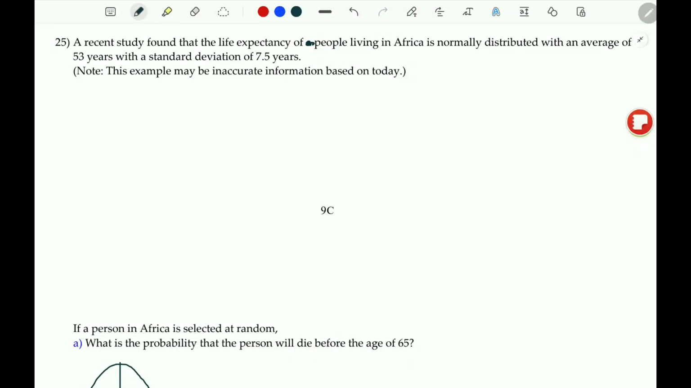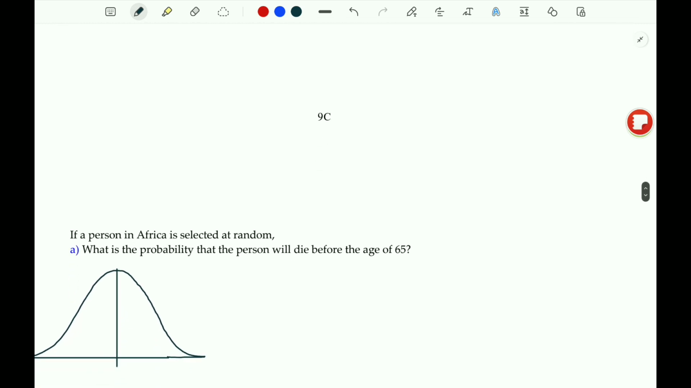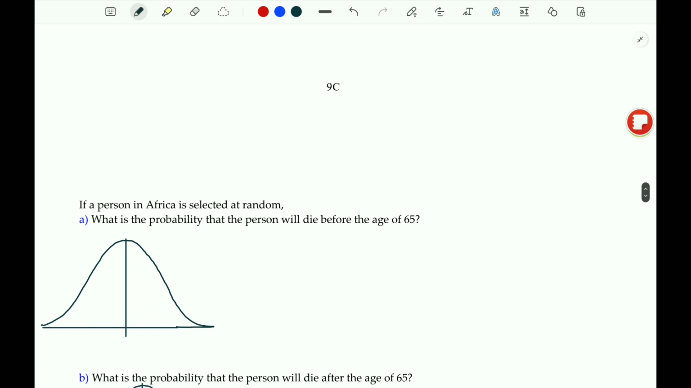Number 25. It says a recent study found that life expectancy of people living in Africa is normally distributed with an average of 53 years with a standard deviation of 7.5 years. We want to answer the following questions. If a person in Africa is randomly selected, A, what is the probability the person will die before the age of 65? Now, you do not have to draw the bell-shaped curve if you don't want to.